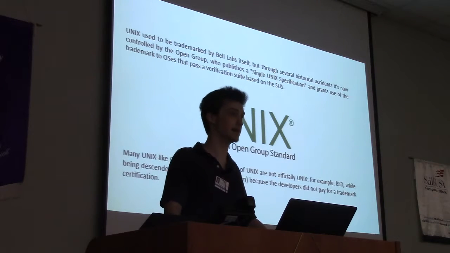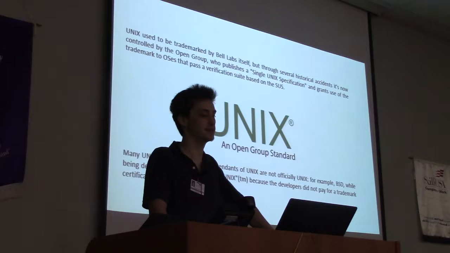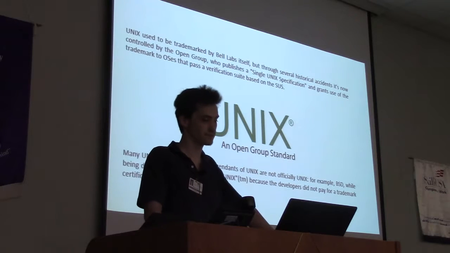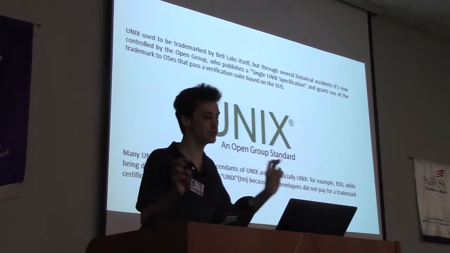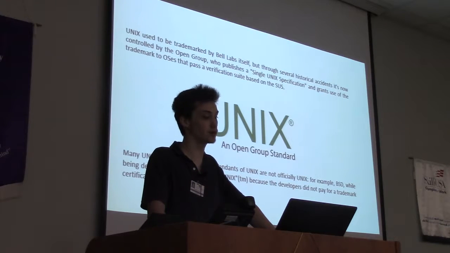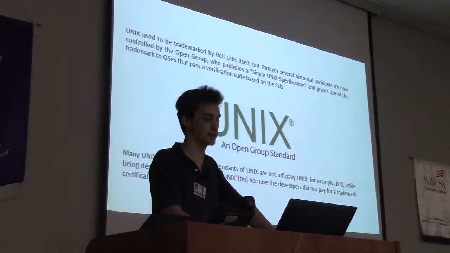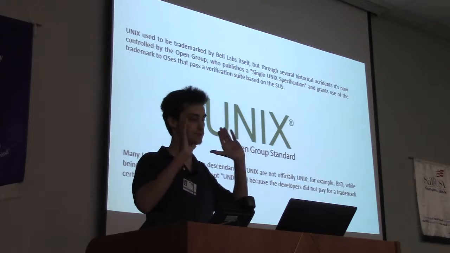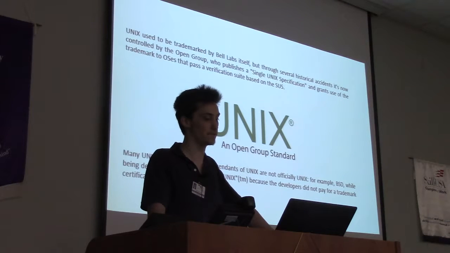Unix used to be trademarked by Bell Labs itself, but through several historical accidents, it's now controlled by the Open Group, who publishes a single Unix specification. It grants use of the trademark to OSs that pass a verification suite based on the SUS. There's the Unix logo there. Many Unix-like OSs, or even descendants of Unix, are not officially Unix. For example, BSD, which we'll talk about soon, while being descended from Unix, is not Unix with the copyright symbol there. It's not certified, because the developers do not pay for a trademark certification.